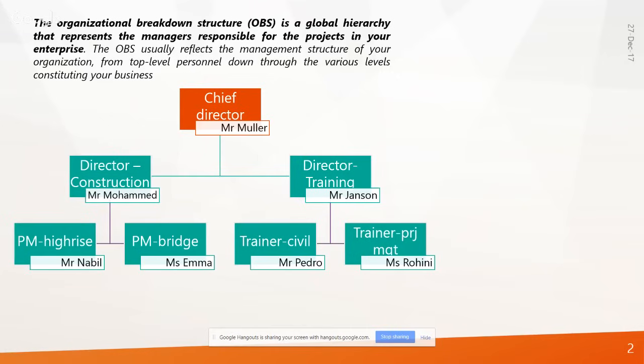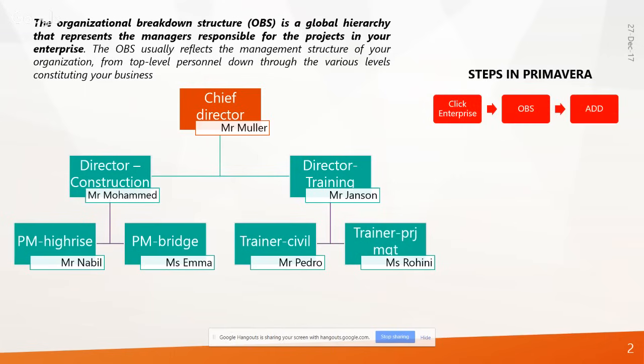So this is very small. If you have worked in any kind of projects, you might have seen a huge organization chart with a lot of people hierarchically organized. All right. So this particular structure is what we call as OBS. Now, how to create this OBS in Primavera? You have to go through 3 steps. First, you have to click on Enterprise, OBS, and you start adding these OBS.